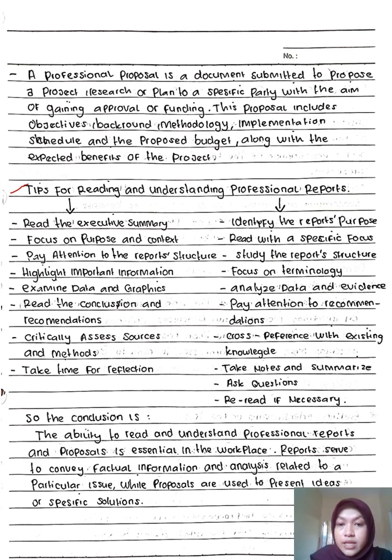Tips for reading and understanding professional reports. One, read the executive summary. Two, focus on purpose and context. Three, pay attention to the report structure. Four, highlight important information. Five, examine data and graphics. Six, read the conclusion and recommendation. Seven, critically assess sources and methods. And take time for reflection.